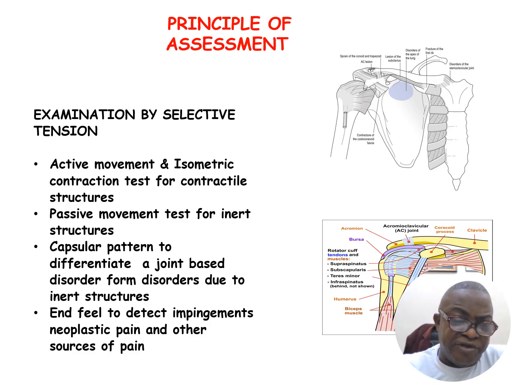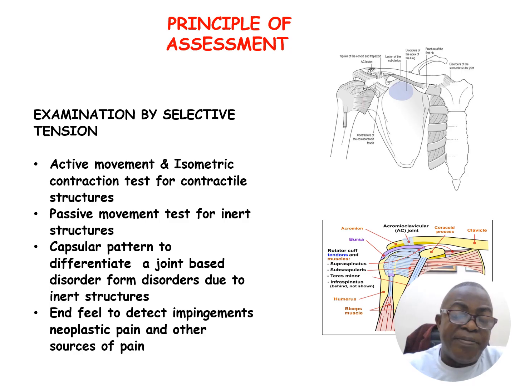Then we have passive movement. So passive movement tests are usually used to diagnose lesions in the non-contractile structures, which are also called the inert structures, like the ligaments. The ligaments ordinarily will not contract unless they are stretched to the limit of their extent. Then they do passive tension, but they don't contract.